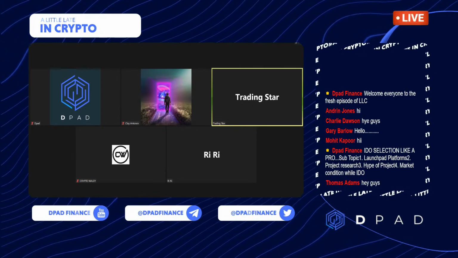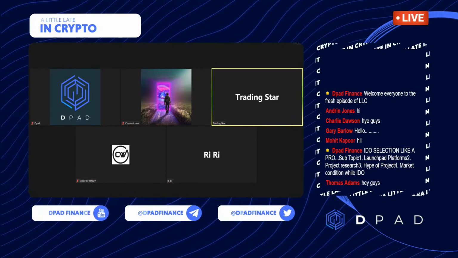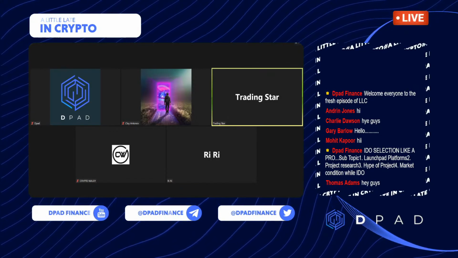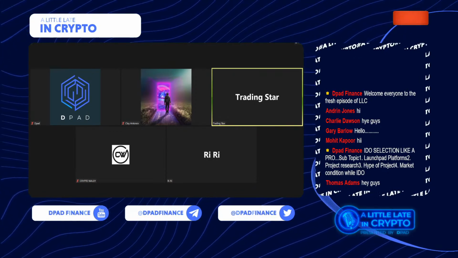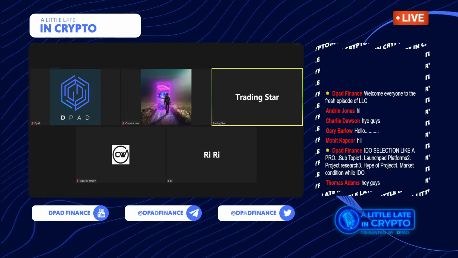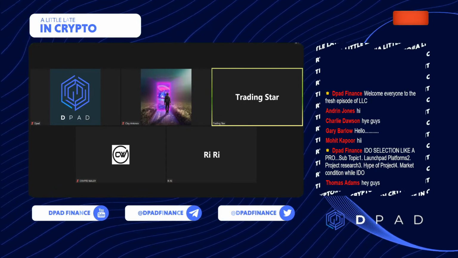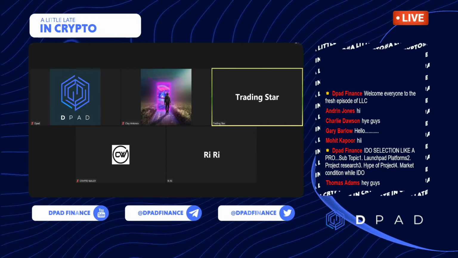Since now IDO projects want to have multiple launchpads as their launchpad partners, they usually distribute equally among those launchpads. So among the various launchpads, if your project is very much hyped and you are going into a launchpad for the first time, probably you need to compare the market cap.